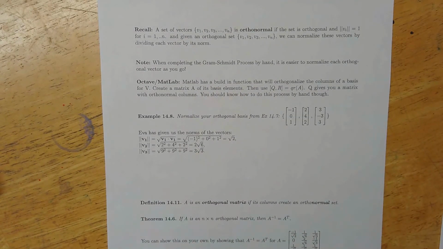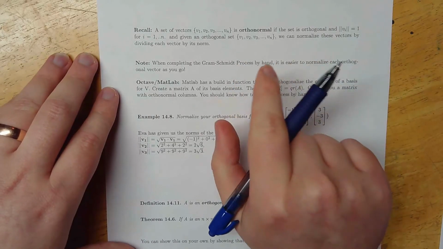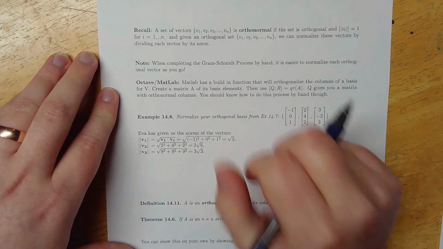Alright, so recall that a set of vectors is orthonormal if the set is orthogonal and the length of each of the vectors is going to be 1. So if we have an orthogonal set, we can go ahead and normalize it by dividing each vector by its norm.